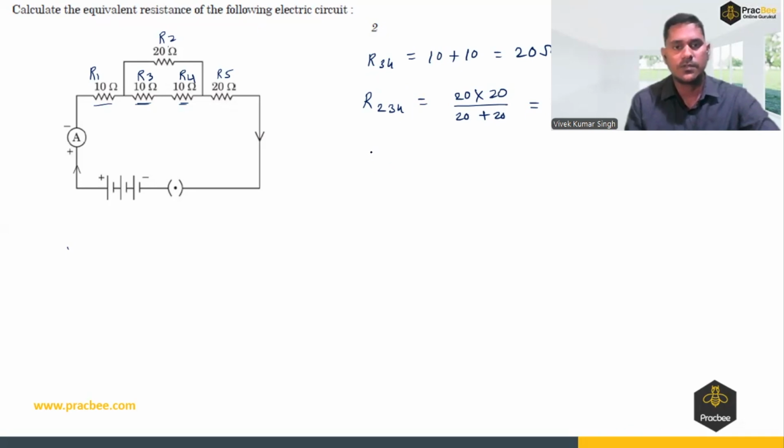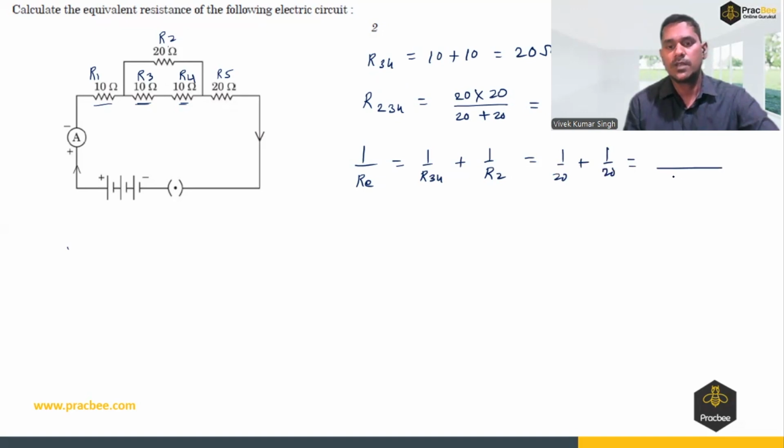Or we can use this equation as well: 1 by R equivalent is equal to 1 by R34 plus 1 by R2. So it's 1 by 20 plus 1 by 20. The LCM of 20 and 20 is 20 only, so we get 1 plus 1 over 20. So R equivalent of 2, 3, and 4 is equal to 20 over 2, that is 10 ohm.